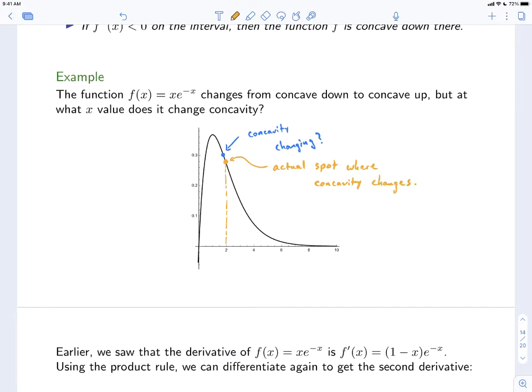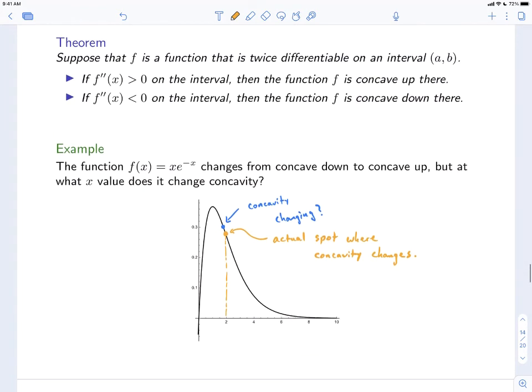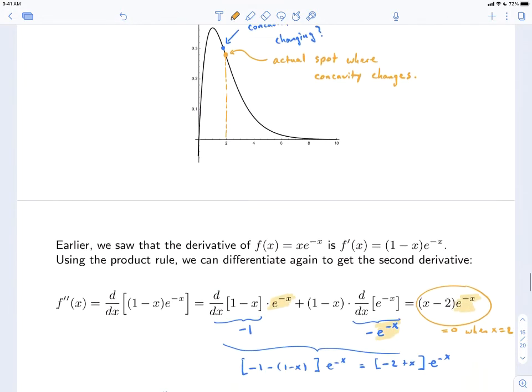An interesting thing about concavity in graphs is that it's easy to tell just by looking. Usually, it's easy to tell just by looking that concavity has changed, but it's actually very difficult to pin down just by looking where it changes. And as you can see, I missed in this example.